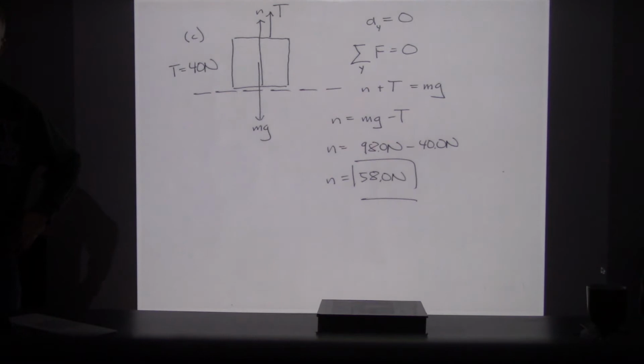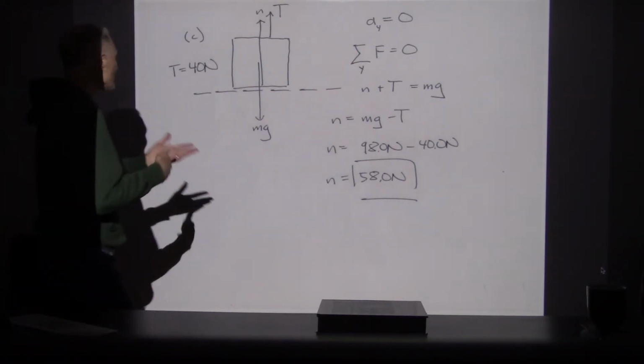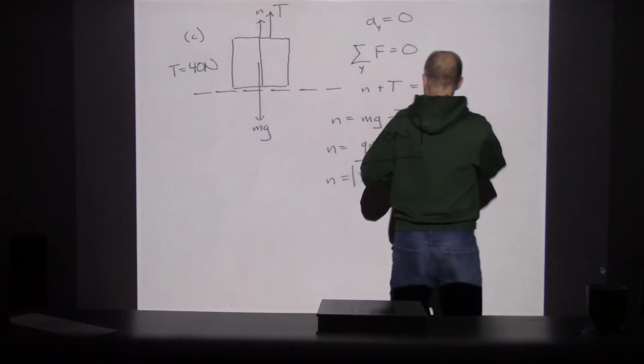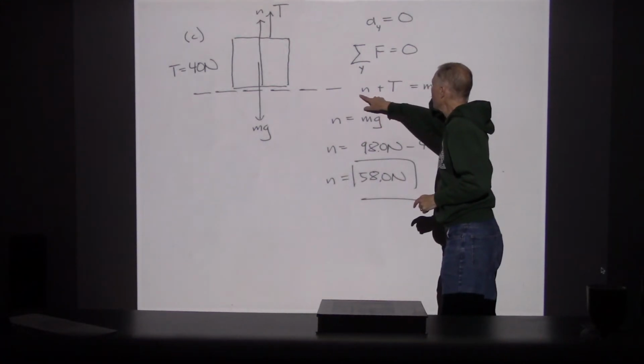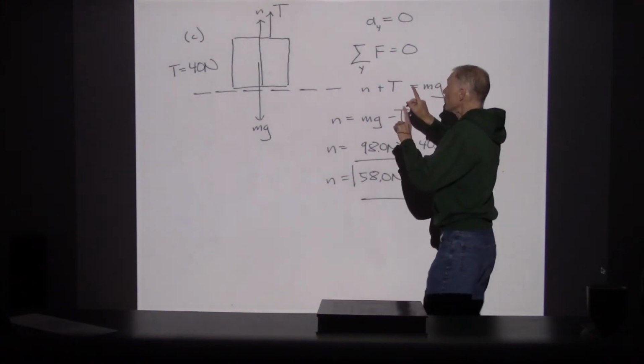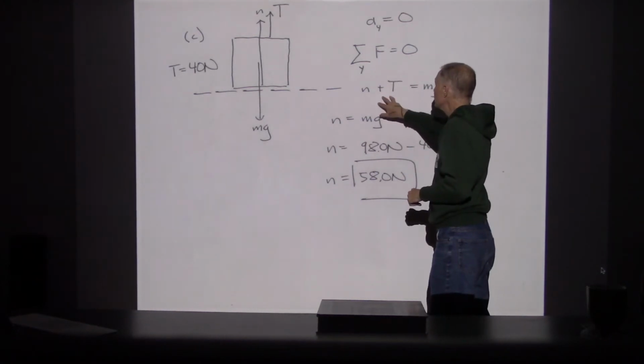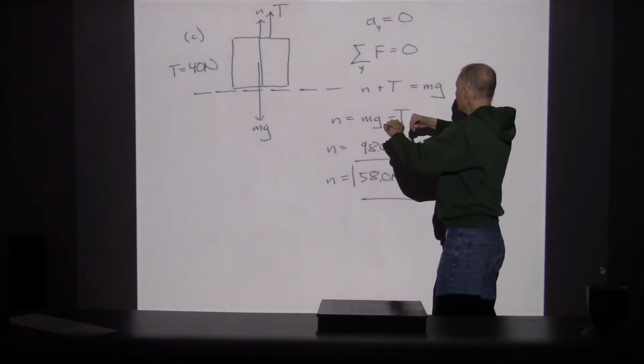So these are good examples to look at. Practice these examples. Check your reasoning at each step. What happens in these kinds of examples is it's easy to get a sign reversed. So I put all the forces that are upwards on one side, and then I put all the forces downwards on the other side.